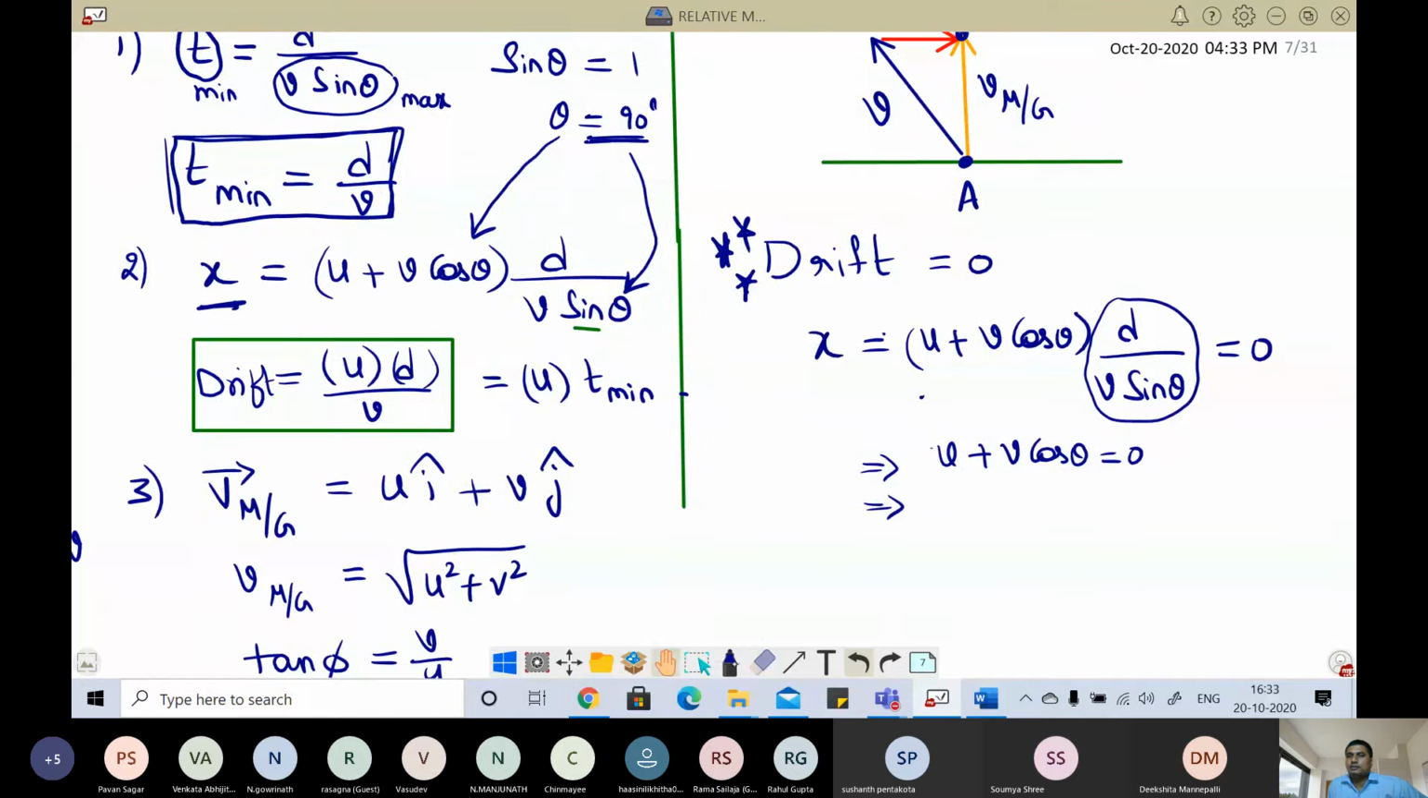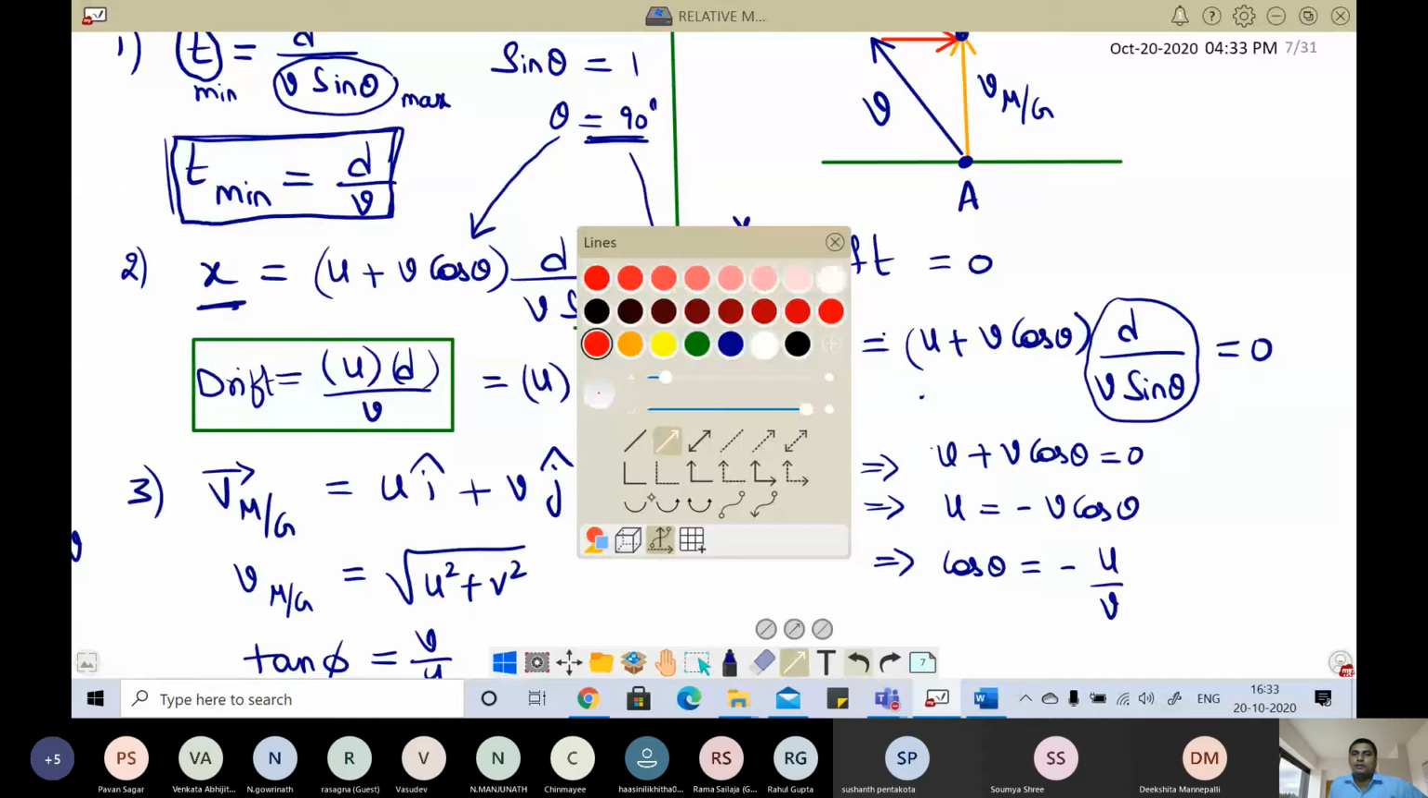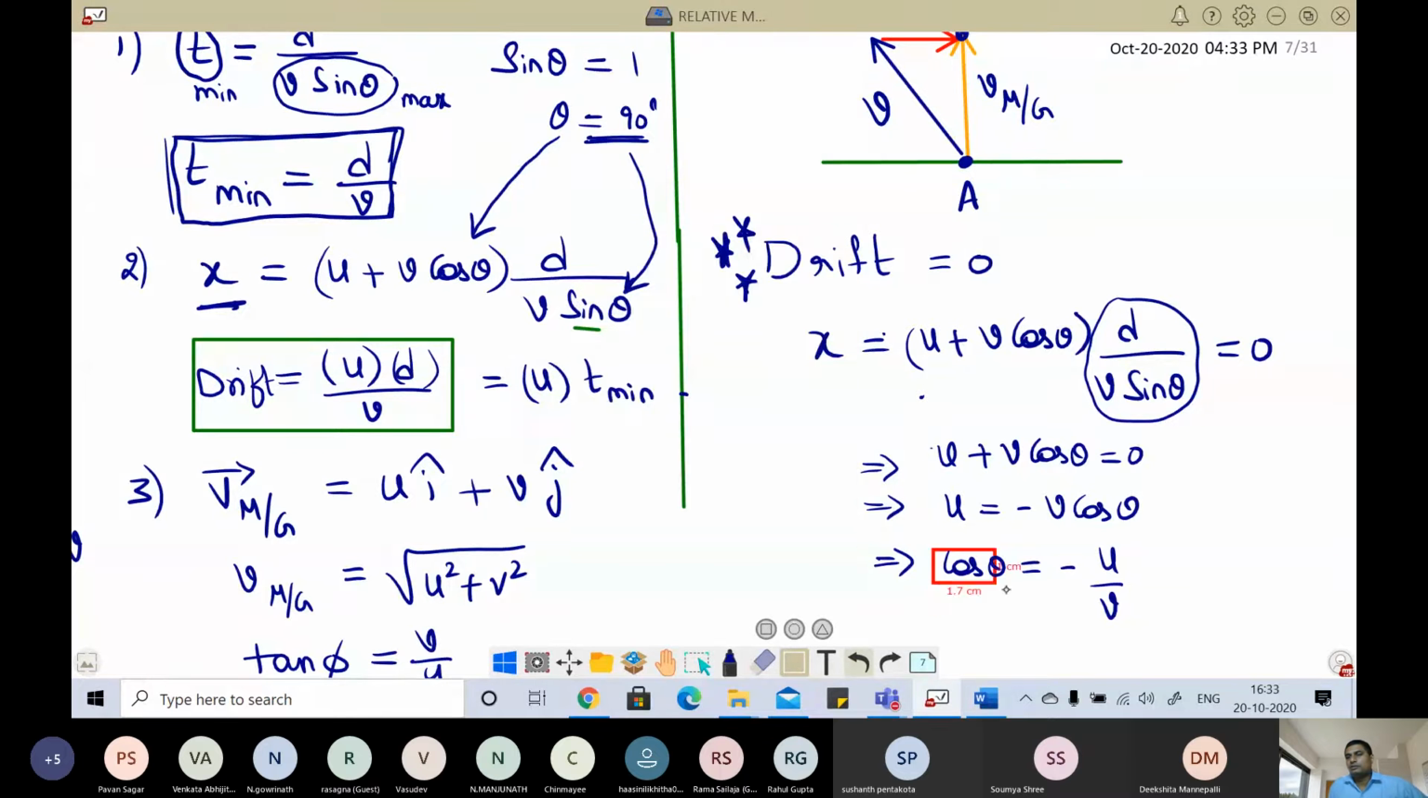which implies u is equal to minus v cos theta, or this implies cos theta is equal to minus u by v. Very, very important formula: cos theta is equal to minus of u by v.